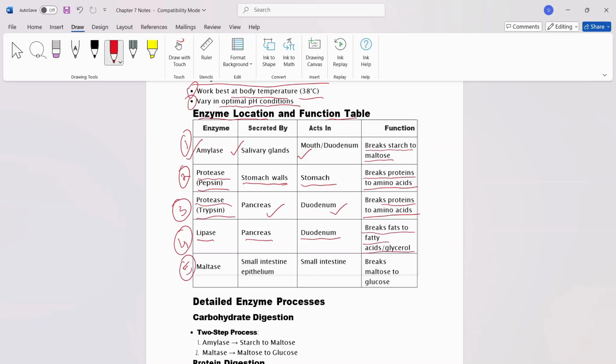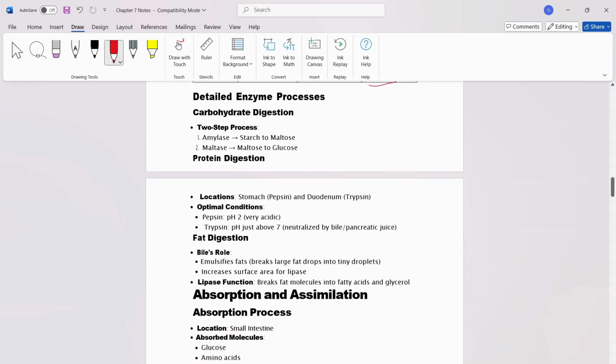Number 5 is maltase. It is secreted by small intestine epithelium. It acts in small intestine. It breaks maltose to glucose. Now let's talk about enzyme process. First is carbohydrate digestion. It is a two-step process. Number 1, amylase converts starch to maltose. Number 2, maltase converts maltose to glucose.